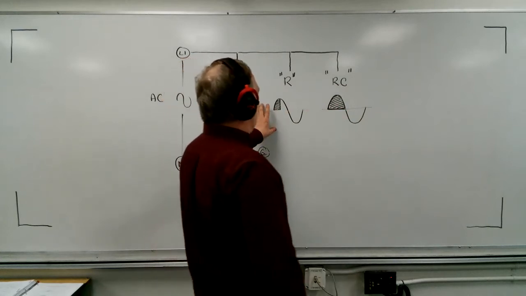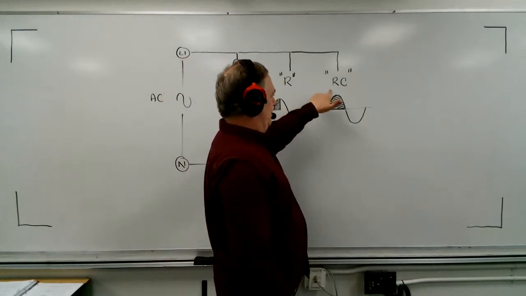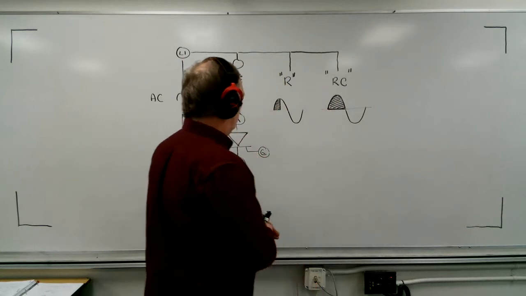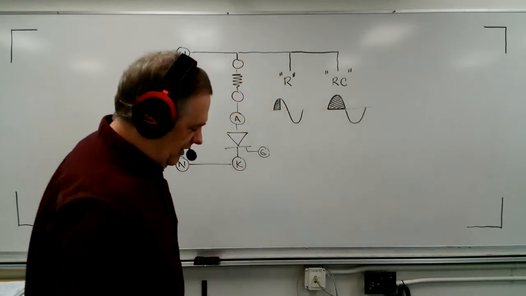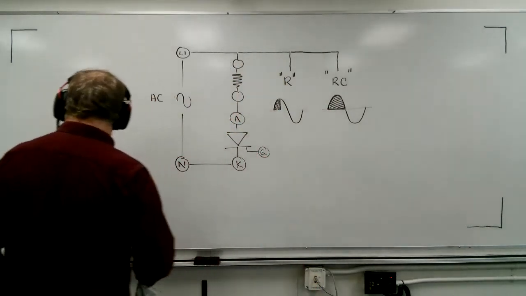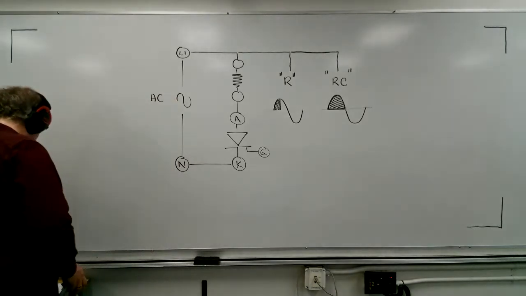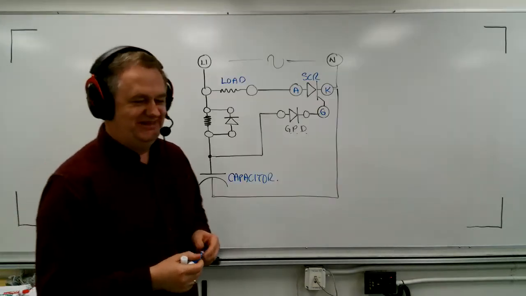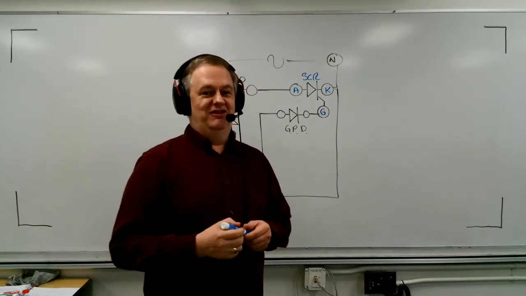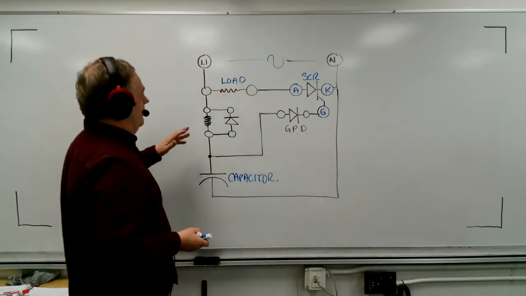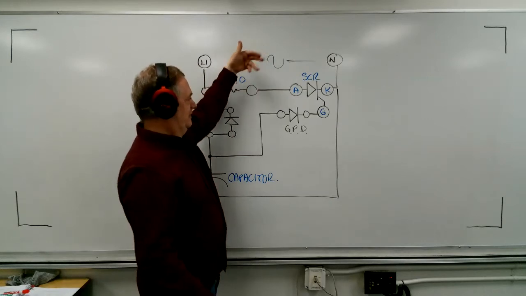So what we're going to do is look at how to build this RC circuit. So I'm going to go ahead and draw the circuit, and then we're going to get started. So the circuit looks like this. So we start off from our AC supply.